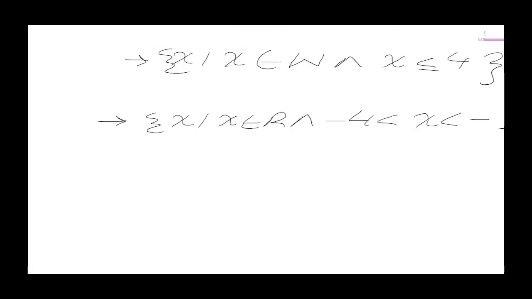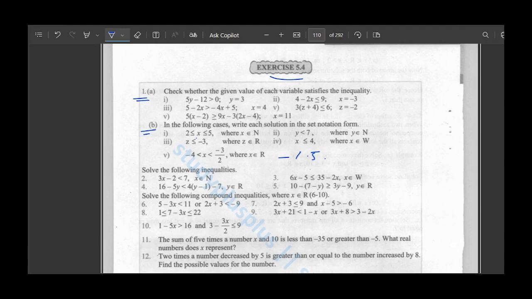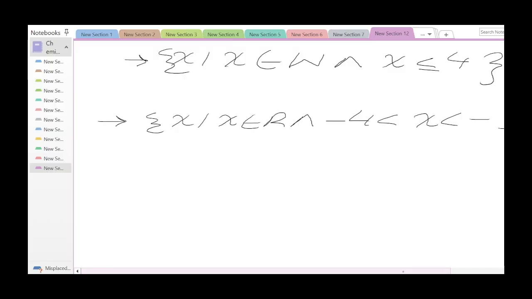Okay, so now we have completed question number 1, both of the parts. We need to solve the following inequalities. Let's start by solving question number 2. Here the inequality is 3x minus 2 is less than 7 and x belongs to the set of natural numbers. How are we going to solve this expression?